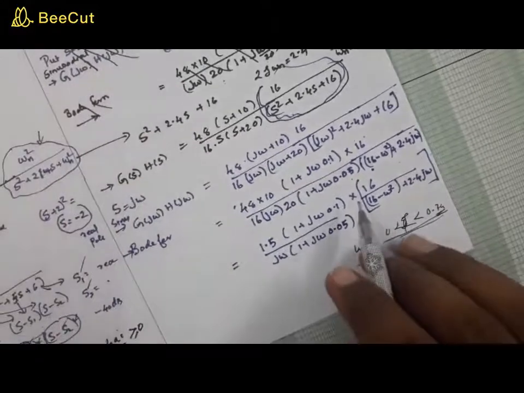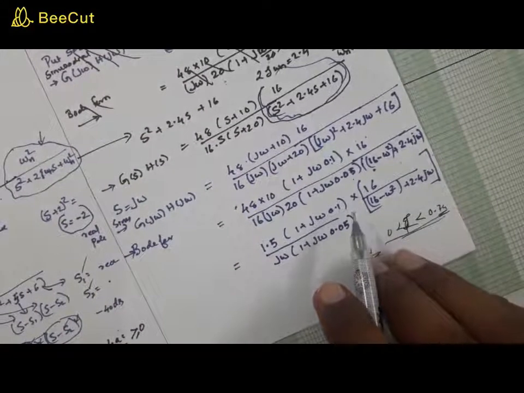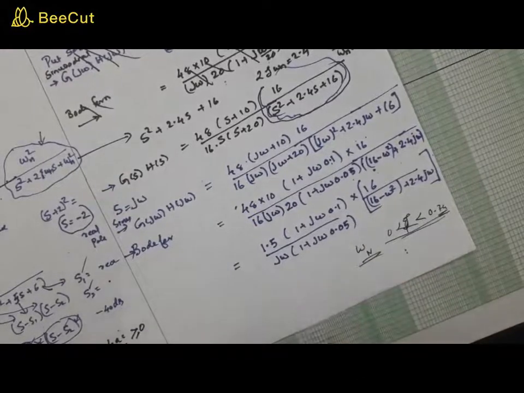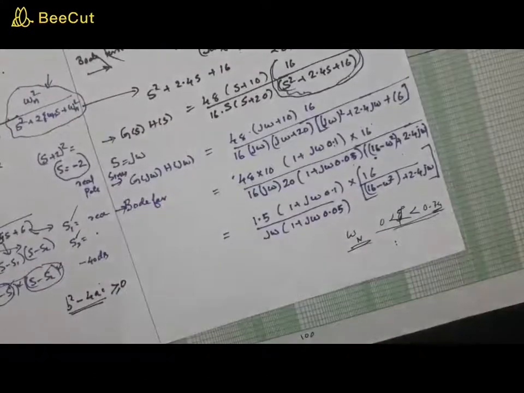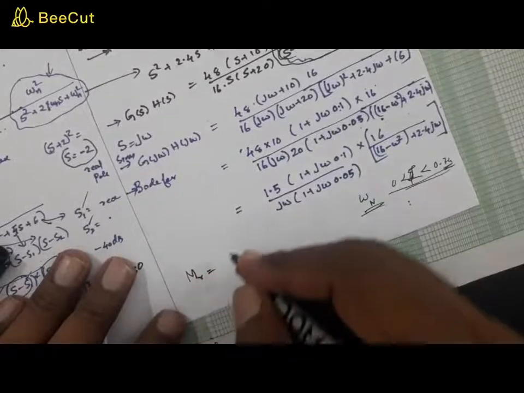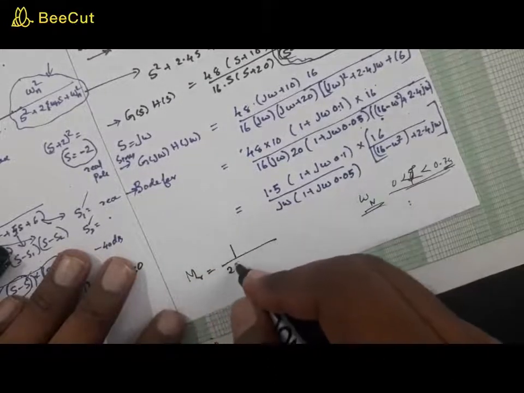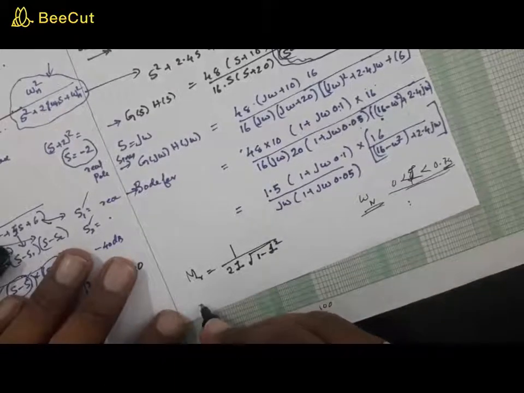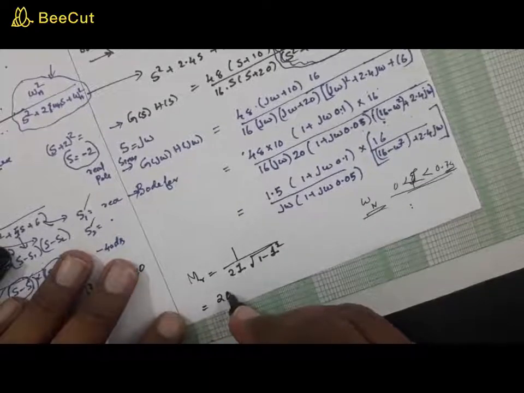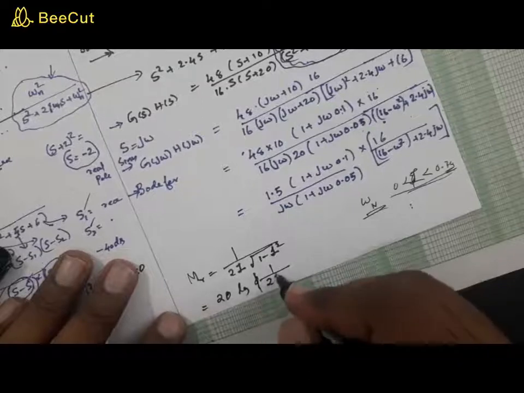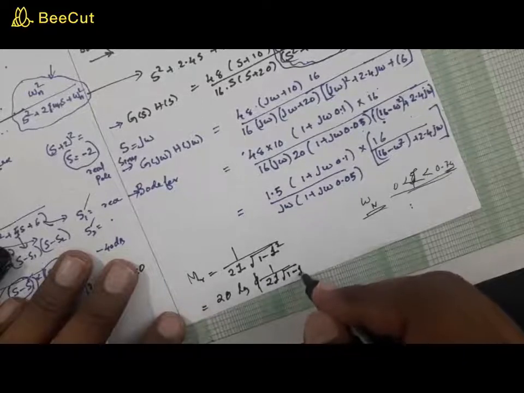So I'll be writing the equation for you. The resonance peak which we have derived, you may just look at that. So your peak resonance is given by MR is equal to 1 by 2 theta into root of 1 minus theta square. In decibel, you can write this as 20 logarithm of this quantity, 1 by 2 theta into root of 1 minus theta square.